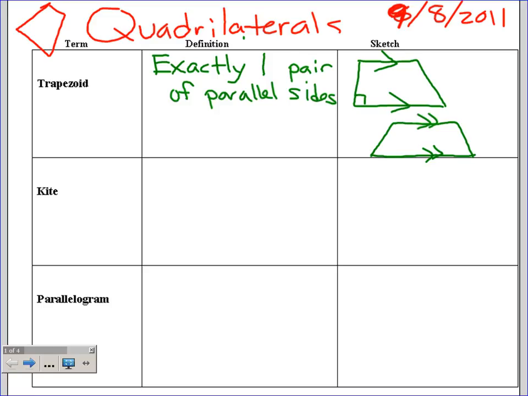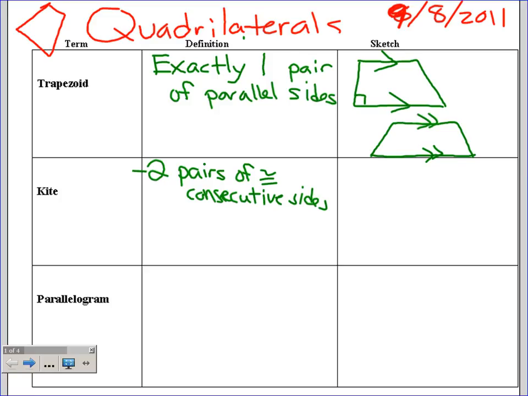All right. Kite. Okay. Kite has 2 pairs. There's actually more than 1 characteristic here. 2 pairs of congruent consecutive sides. That's 1 characteristic. 2 pairs of congruent consecutive sides.